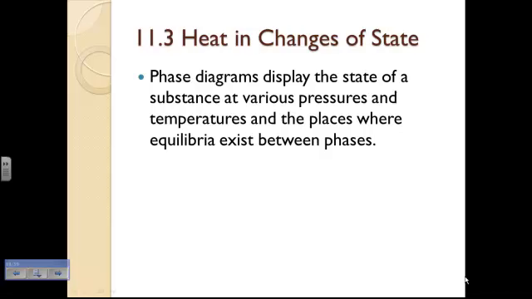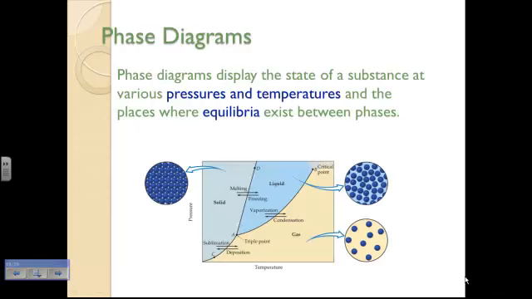You see one now right there on page 7. We notice that phase diagrams display the state of a substance at various pressures and temperatures and the places where equilibria exist between the phases. The phase diagram allows us to see what temperature and pressure the solid, the liquid, and the gaseous form exist in terms of temperatures and pressures.